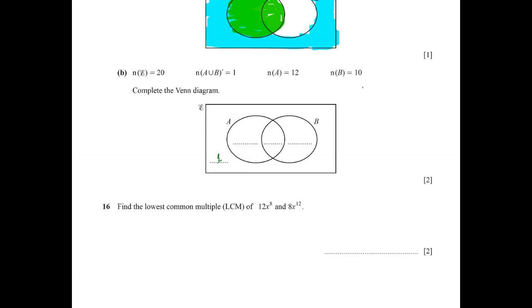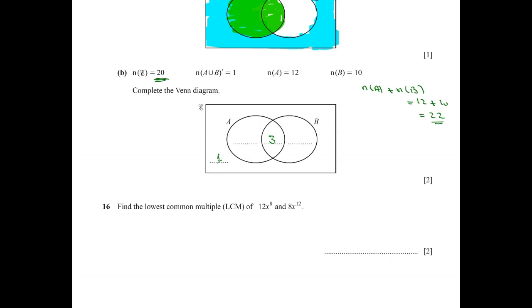n of A plus n of B is equal to 12 plus 10 equals 22, which is not logical. So the number of elements in the two sets A and B should be 19, and we have one element outside. The total will be 20 as given. So we have 3 more elements inside A union B. This is the intersection part. So the intersection part is 3.